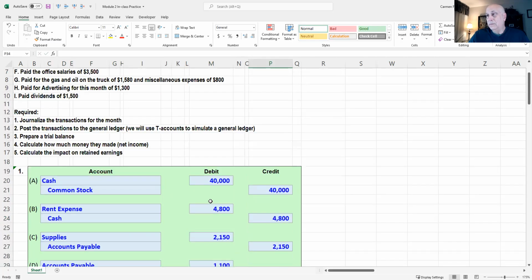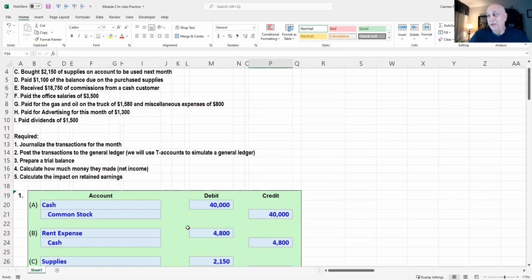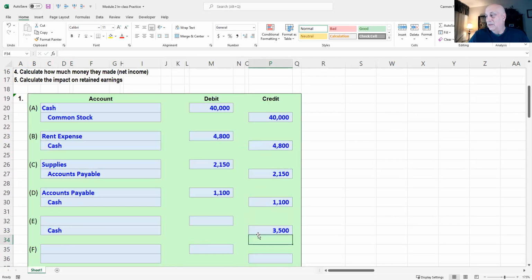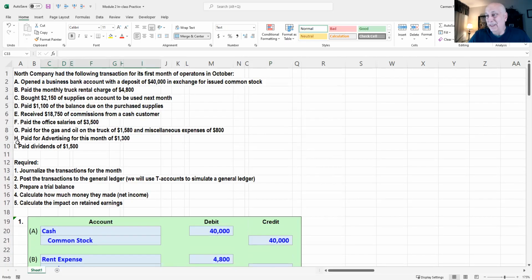Okay. Did I miss one? Yes, I did. Sorry about that. I missed transaction E. Let's skip that and go back to transaction E. A little ahead of myself. Get excited. Accounting's so much fun. I get excited. I missed an entry.